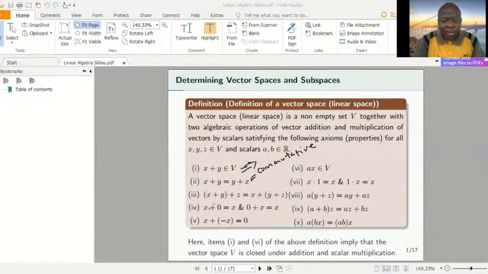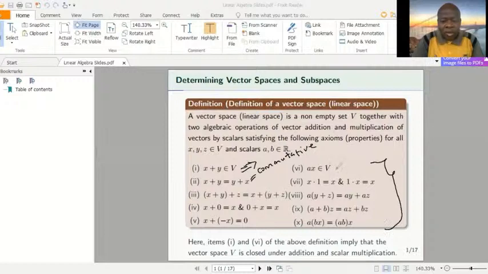And then we have this, that it must have an identity element. So the identity element here is 0. That x plus 0 gives you x, or 0 plus x gives you x. So 0 is the additive identity element. And then every element in this set must have an inverse, an additive inverse. So x plus its inverse gives you the identity element. Then these other properties are the ones for multiplication by scalars.